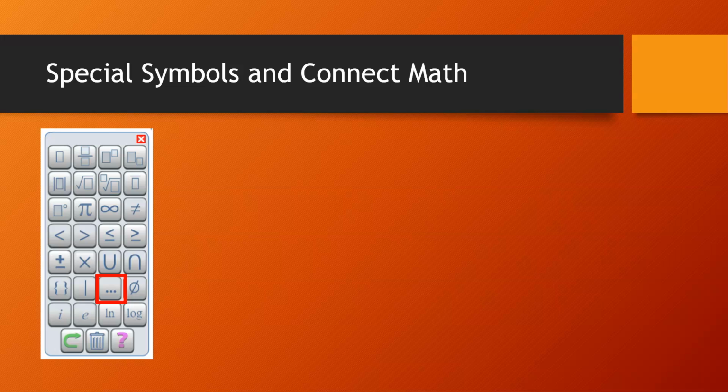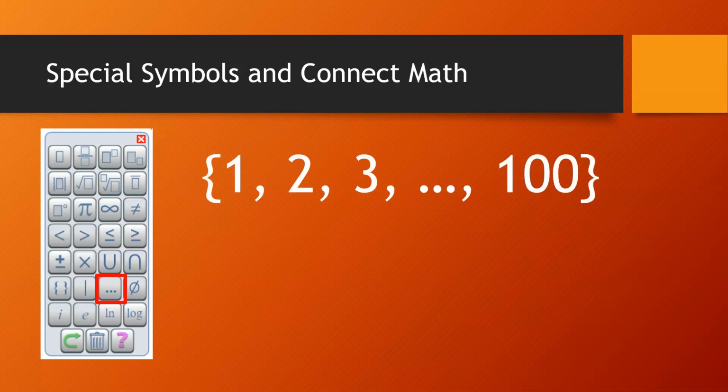That also holds true if you have ellipses in an answer something like this, where the ellipses are showing that the pattern is continuing between the 3 and the 100. The ellipses you can find in the pop-up, and it's really important that you put the commas on either side of the ellipses. So be careful for those special symbols. They can drive you crazy if you don't do them right in Connect Math, because it will count your answers wrong if you mess up on that symbolism.